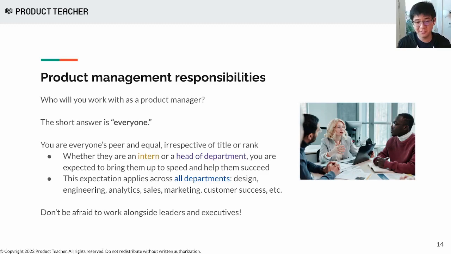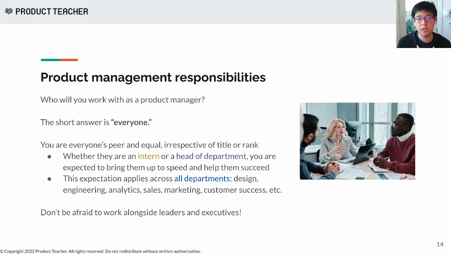Well, the short answer is you're going to work with everyone. The interesting thing about product management is that you're actually everyone's peer and equal, irrespective of title or rank or department. That's actually kind of cool, although it can also be kind of scary. What do I mean by you're going to be a peer to everyone? Well, let's say that you're working with a design intern. The design intern doesn't report to you. You don't get to tell them what to do or what not to do. You only get to influence their actions, even though they may have a lot fewer years of experience than you do. But that's just how it works. They're your equal and you're their equal. And so you need to treat them as an equal and as a subject matter expert in design.